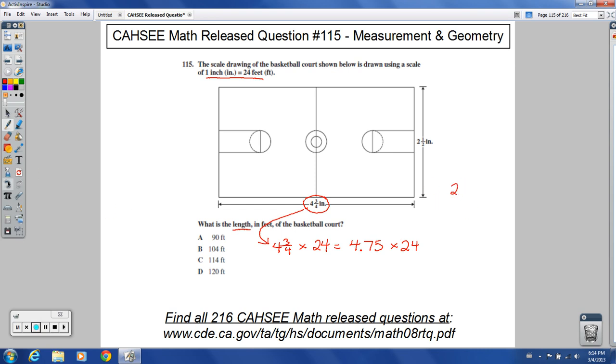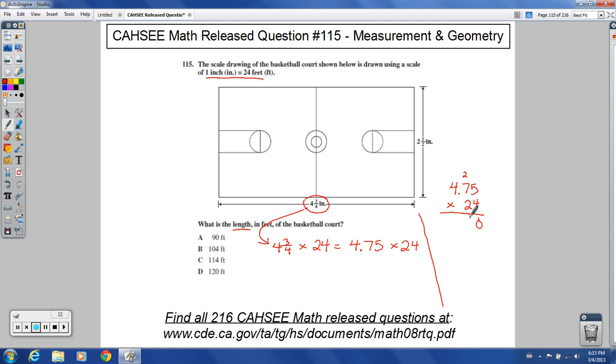So, 4.75 times 24. We talked earlier in a problem about how the total number of decimal places to the right here should be the total down at the bottom as well. So we'll work that out in the end. I'm just going to separate the problems here. No calculators on the CAHSEE, so we've got to know how to do this the long way.